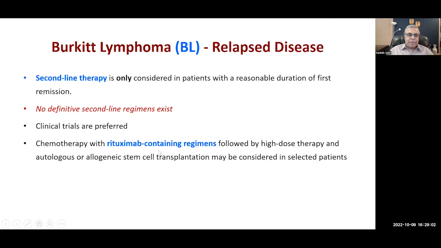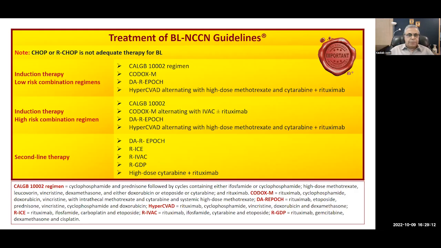Chemotherapy with a rituximab-containing regimen, followed by high-dose therapy and autologous or allogeneic stem cell transplantation, may be considered. Again, treatment for Burkitt lymphoma, CHOP or R-CHOP is not adequate, okay? So the same treatments that I've shown you previously: induction therapy for low-risk, combination regimen for high-risk, same therapies over here, right? And second-line therapy is given over here.